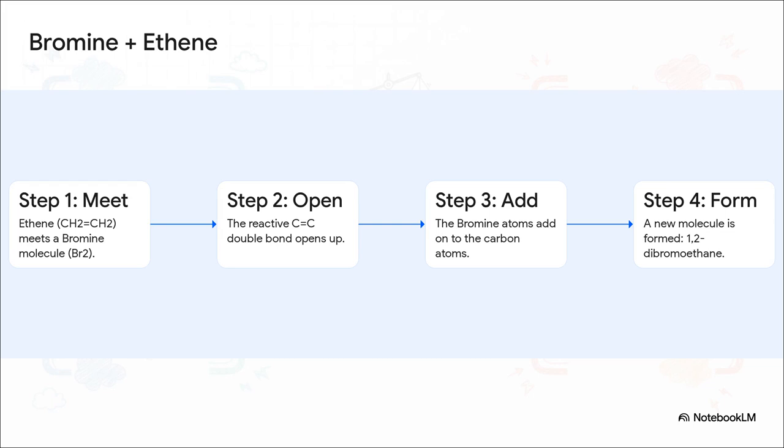So here's our ethene molecule, and it comes across a molecule of bromine. Then, bam, that reactive double bond opens up, and each of those carbon atoms grabs a bromine atom. And just like that, 2 molecules become one single bigger molecule called 1,2-dibromoethane. No mess, no leftover bits, just a clean addition.